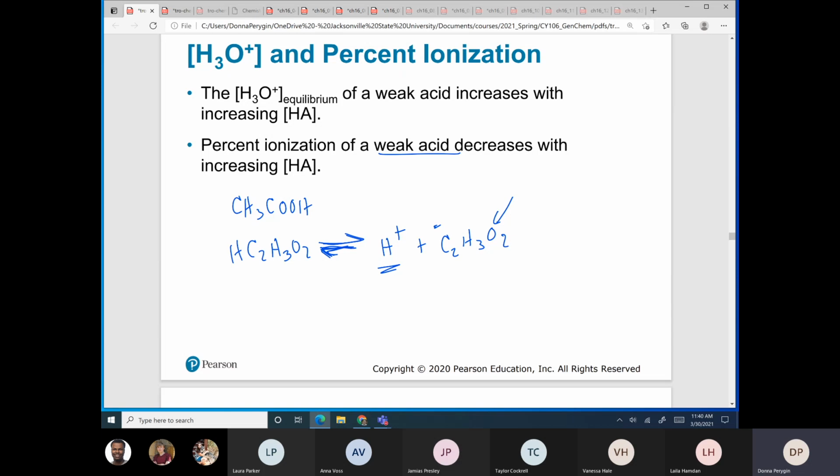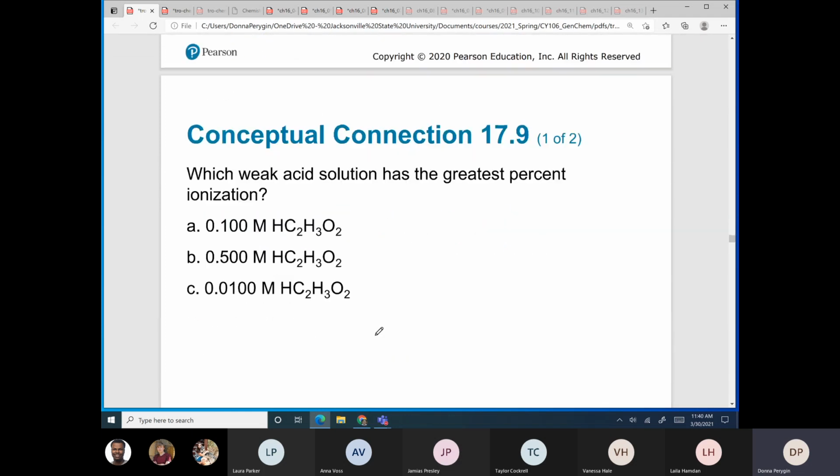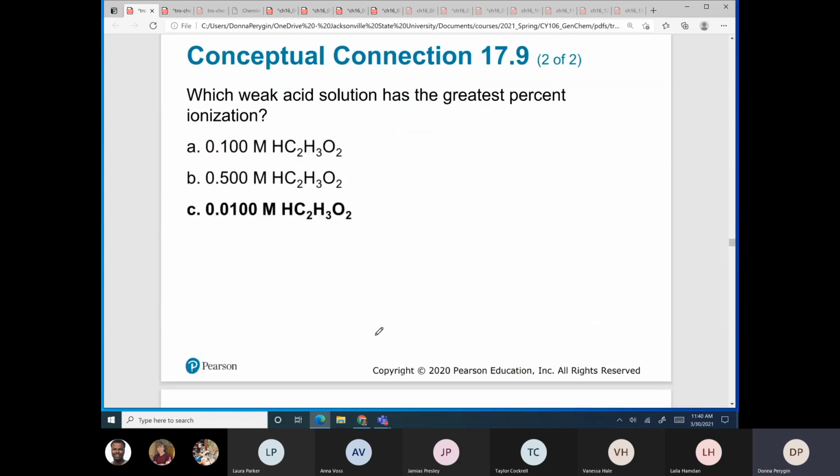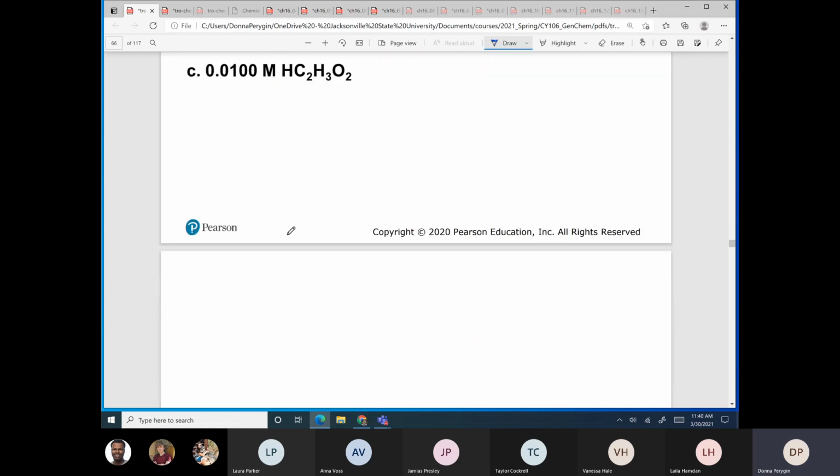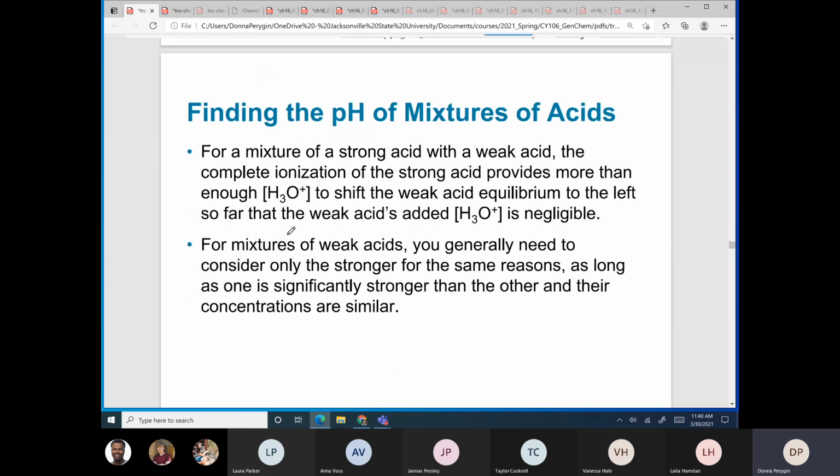So percent ionization, in other words, the percent of products forming, is going to decrease with increasing acid concentration. Even though you may have more acid, your percent ionization is going to decrease. So which weak acid has the greatest percent ionization? It's going to be the one with the smaller acid concentration due to Le Chatelier's principle.